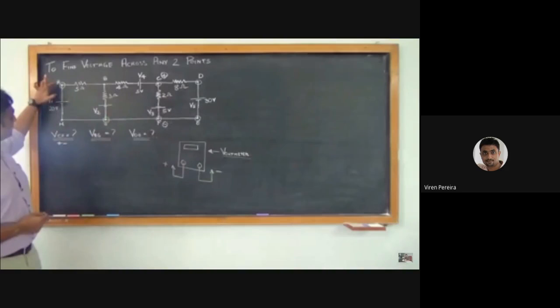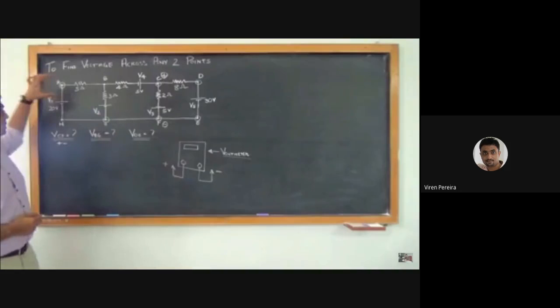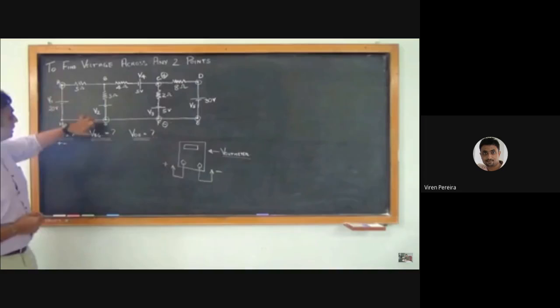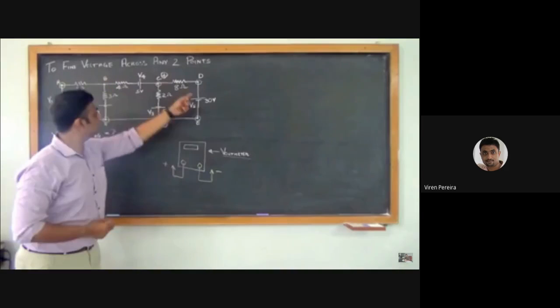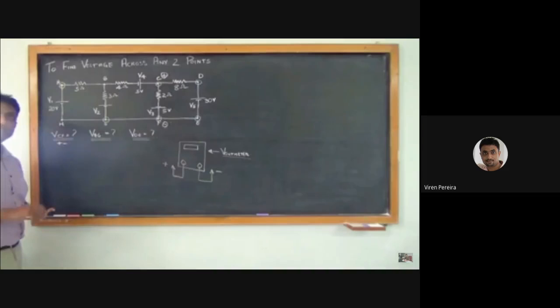So I have purposely taken these 2 points, that is points A and G, because I already know that the voltage across A and G is 20 volts. So no matter which loop you take, your end result will go as 20 volts. So this is how it is done. Always remember one thing, the first terminal is taken as positive and the second terminal is taken as negative.